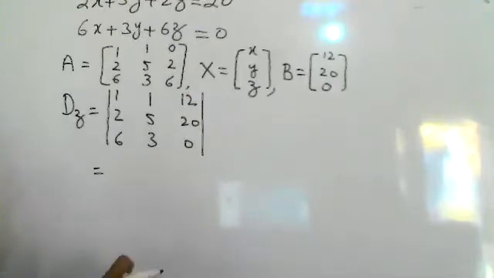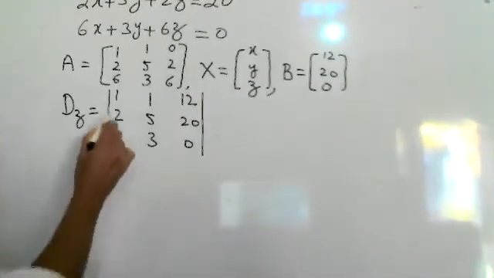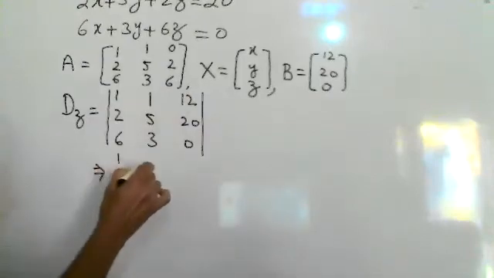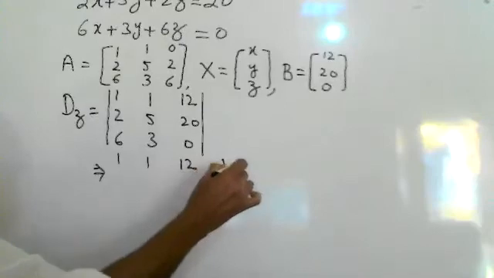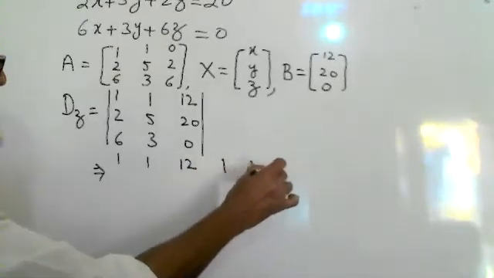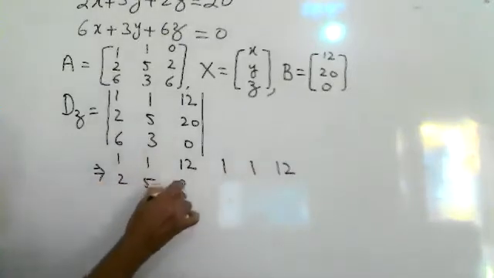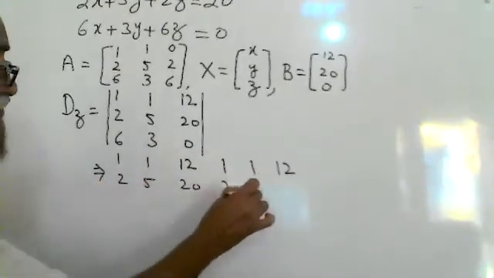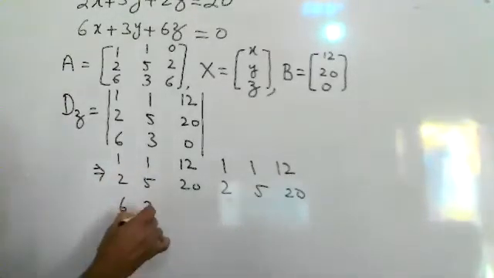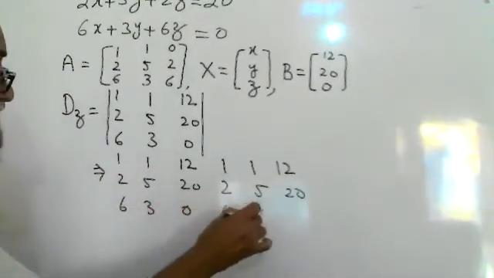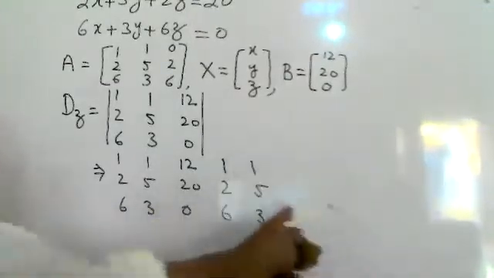Again we will rewrite: 1 1 12, 2 5 20, 6 3 0. So only the last column is changed.